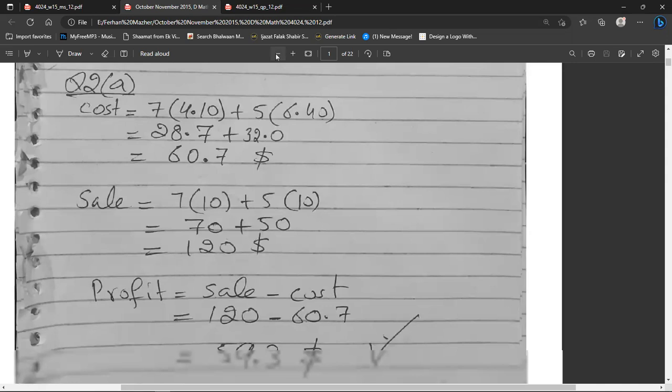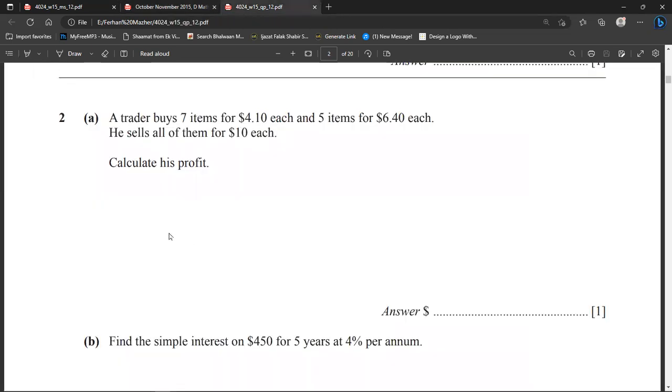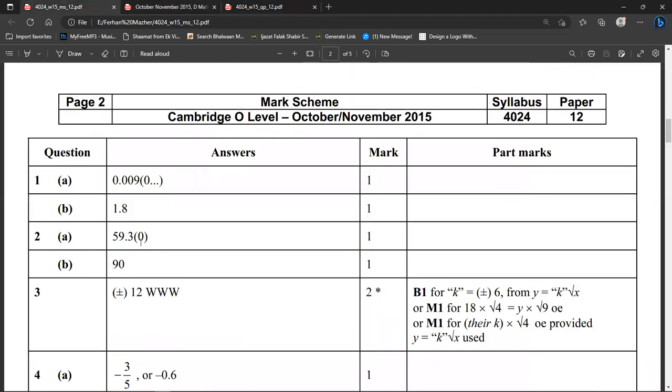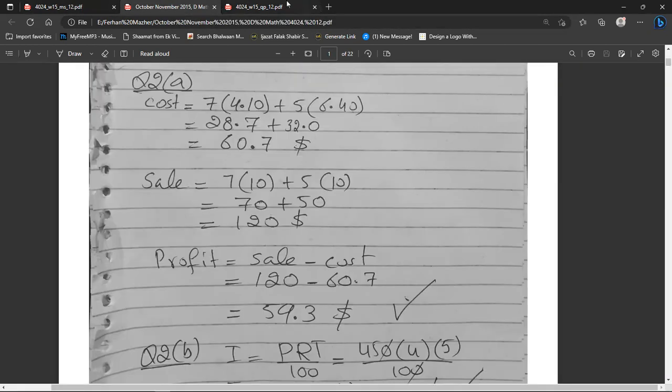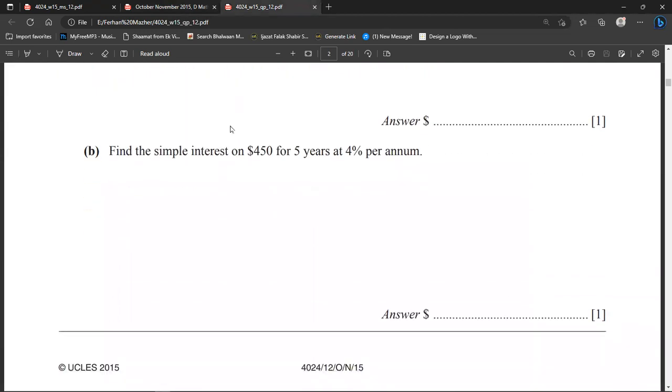So the profit will be sale minus cost. So it will be 120 minus 60.7, and that will be $59.3. So the profit is, because the question was calculate his profit, sale minus cost, so it is $59.3. $59.3 is the right answer. This is the solution.